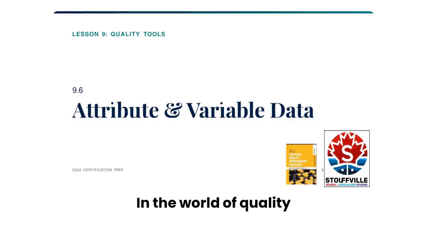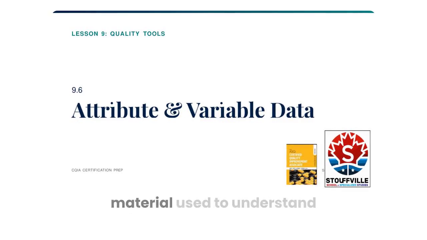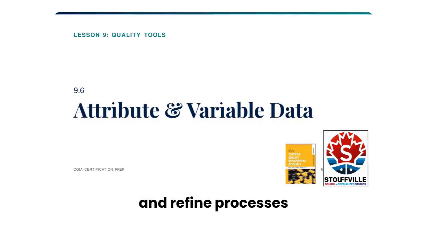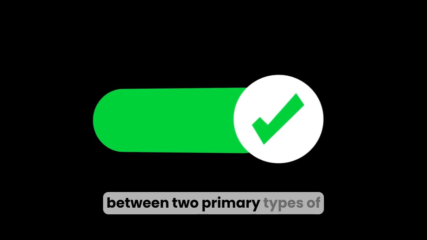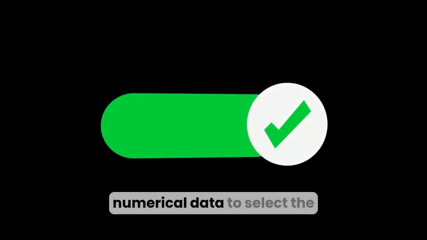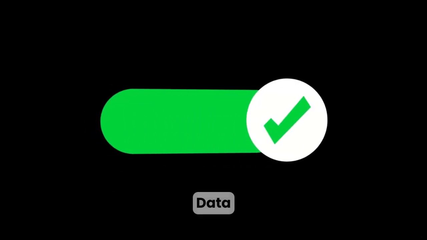In the world of quality improvement, data is the raw material used to understand and refine processes. However, not all data is created equal. As outlined in Chapter 9, quality professionals must distinguish between two primary types of numerical data to select the correct analytical tools: attribute data and variable data.